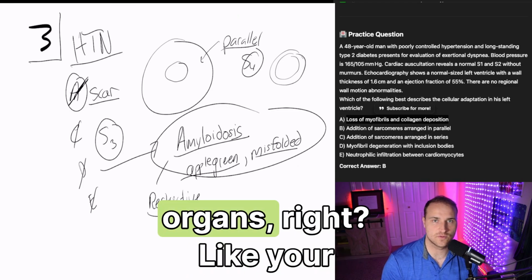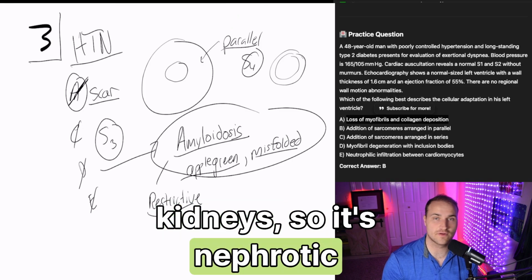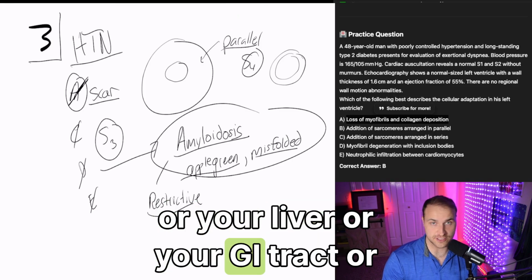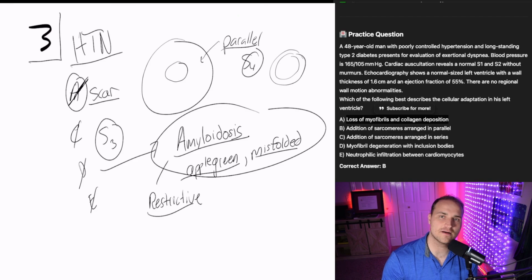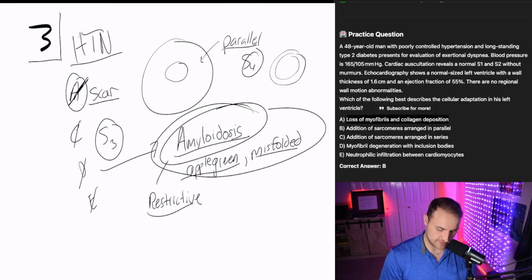And that can be in multiple organs, all right? Like your kidneys, so it's nephrotic syndrome, or your liver, or your GI tract, or your peripheral nerves. And in the heart, you'll see thickened walls without the expected increase of voltage. So low voltage despite hypertrophy on the echo is going to be a classic sign for your amyloidosis, restrictive, low voltage despite those changes.